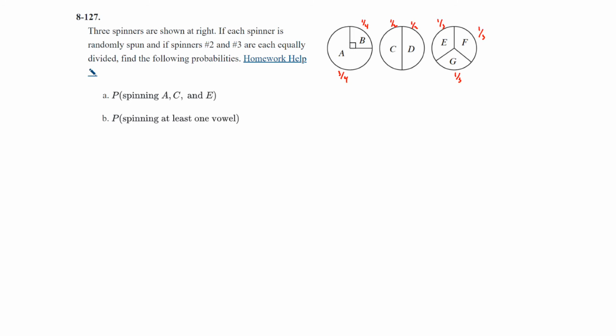So the probability has been an A, C, and then an E. So A is 3/4, and then C is a half, so we can multiply that by a half, and then E is a third, so we can multiply that by a third, and then that gives us a probability of 3/24, which would reduce to 1/8. So that would be the probability of spinning an A, a C, and then an E.